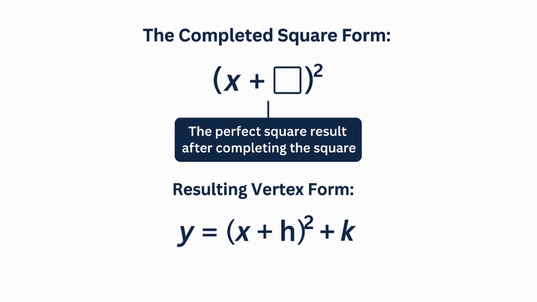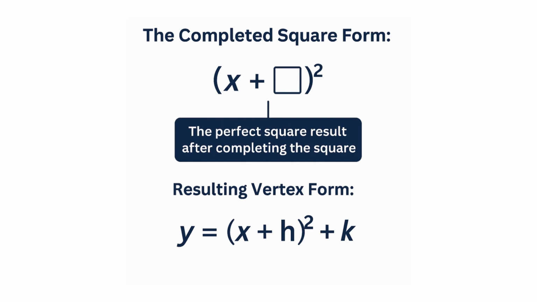Now let's see how completing the square transforms our quadratic in a truly powerful way. Once we add the squared value we prepared earlier and carefully rearrange the expression, the quadratic becomes a perfect square, something of the form (x plus a constant) squared. This is remarkably powerful because it immediately gives us the vertex form structure that we need.